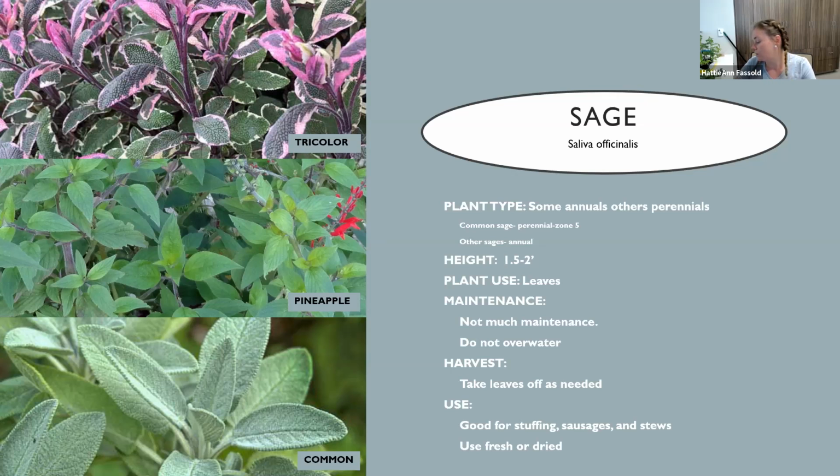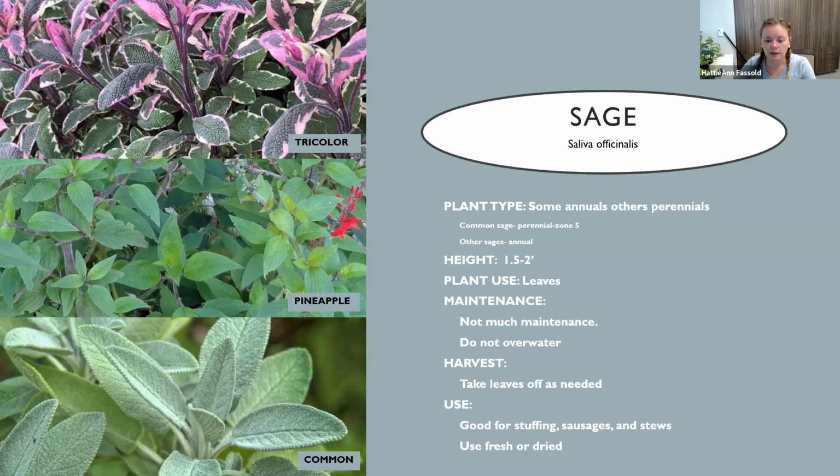But yeah, I showed you the one that we got, but they have the cool tricolor one, the pineapple one, but even the common one is really pretty. It looks a little bit like lamb's ear. They're kind of cool. I like sage. It does really well, and it looks nice too. The common sage and the tricolor sage, those are the perennials. Other sages are annuals. So the pineapple sage that I showed you and the tangerine sage, those are both annuals. So they're not going to live through the winter.